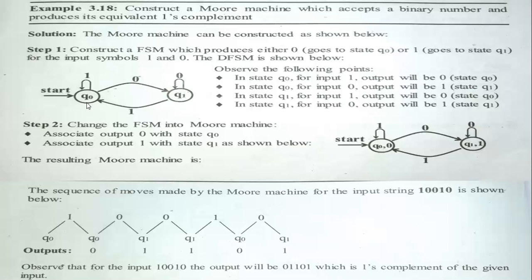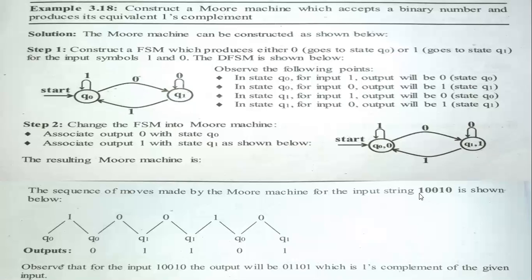If we project the output along with the state, for Q0 if it is 0, then we get the complement of 1. The complement of 1 will be 0. Then in case of Q1, we are dealing with 0. The complement of 0 will be 1. So if we project Q0 comma 0 and Q1 comma 1, then easily we can get the complement of 0 and 1.